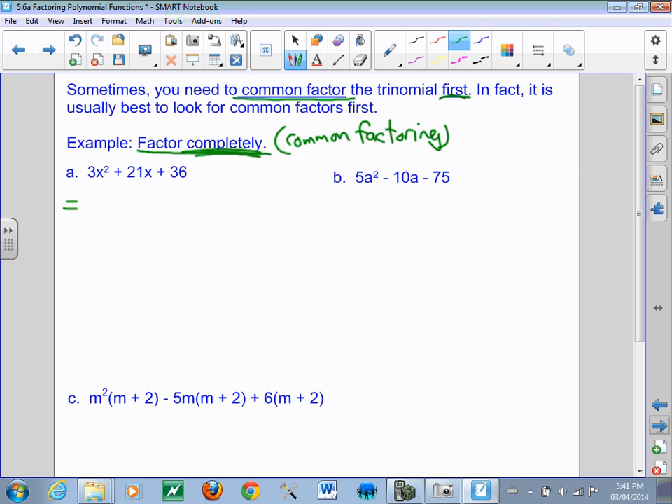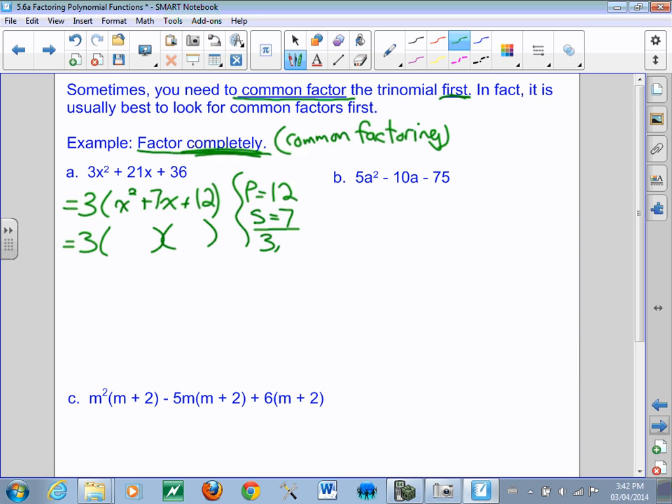So look at example A. What's common to all three terms that we can factor out? It's a 3. So you'll be left with x squared plus 7x plus 12. Then what you need to do is say, hey, I've got a trinomial left over, so I'm going to figure that out. So product equals 12, sum equals 7. What two numbers do we have? 3 and 4. So you have x plus 3 and x plus 4.